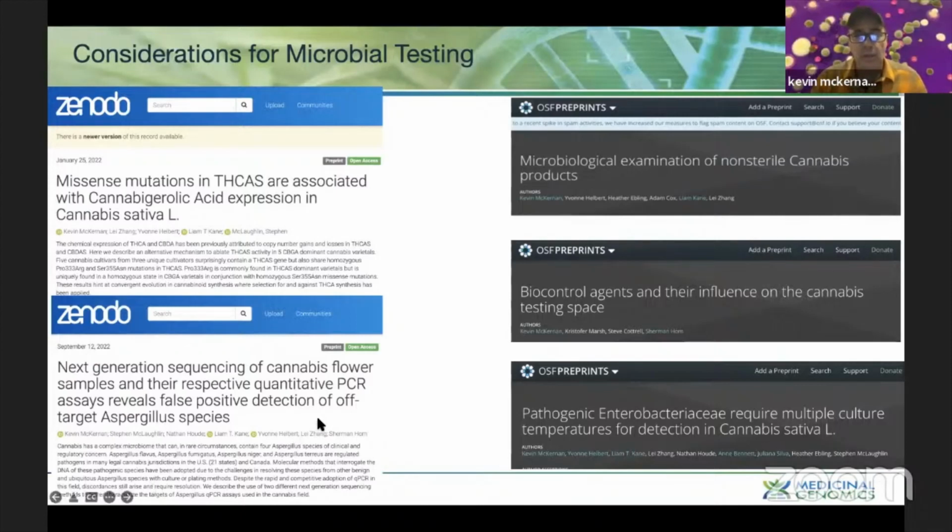So word to the wise, give that a read. If you have elevated Aspergillus hits, contact us. We've been doing sequencing for a lot of people to show them whether it's truly on target or off target. Some of the tests out there can't discern some of the microbes that are out in the field.